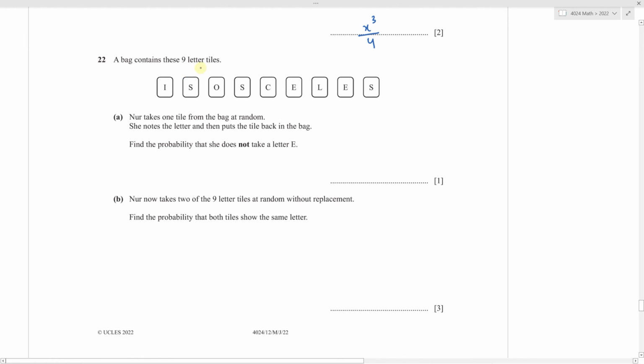Question 22, a bag contains these 9 letter tiles. Part A, Noor takes one tile from the bag at random. She notes the letter, then puts the tile back in the bag. Find the probability that she does not take a letter E.